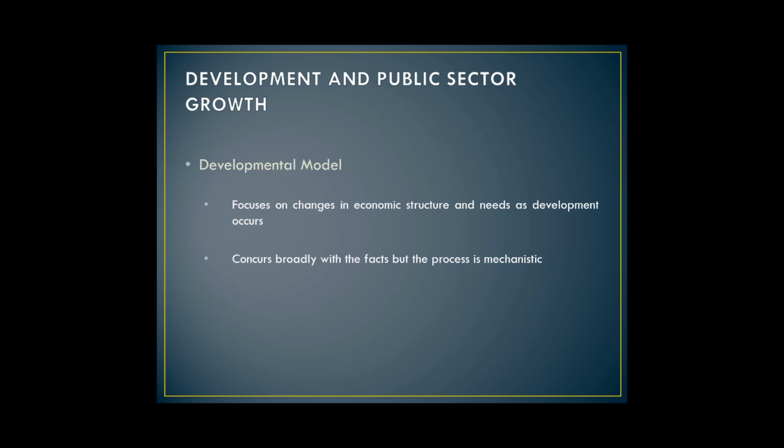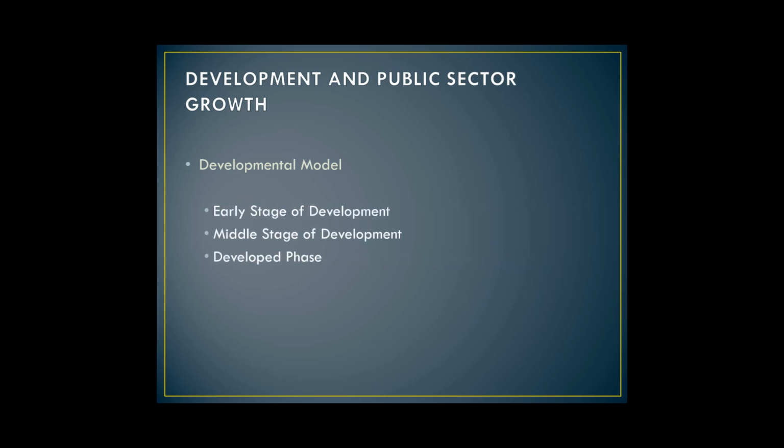In developing the growth of the public sector, there are different models that are being considered. First is the developmental model, wherein it focuses on changes in economic structures and needs as development occurs. It concurs broadly with the facts, but the process is mechanistic. There is no process of economic choice involved. The developmental model has three stages, namely the early stage of development, the middle stage of development, and the developed phase.